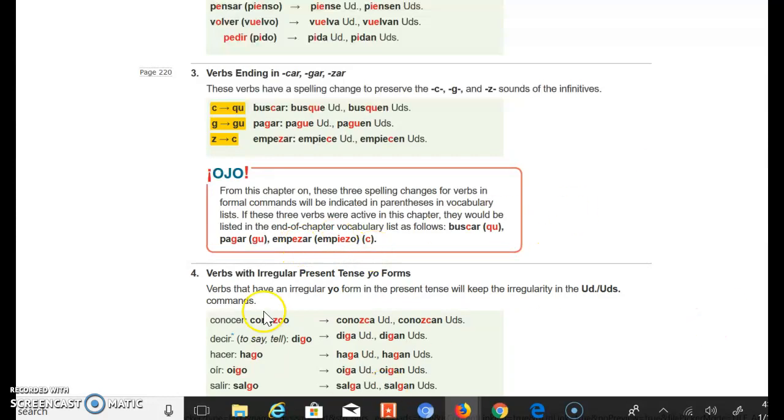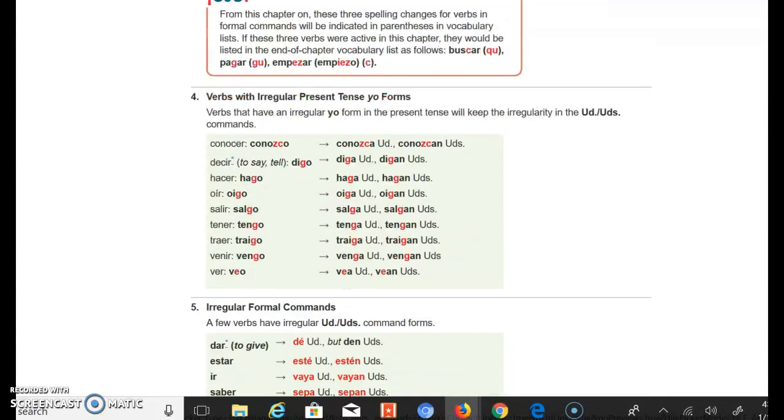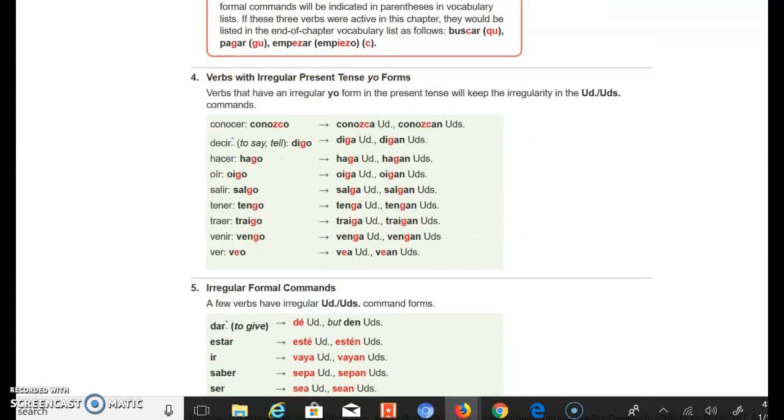The CER verbs change to ZCO, like conozco. So these all are verbs that have irregular yo forms, that they have the GO form, which goes to GA in the usted subjunctive and command. Diga usted, tell me. Digan ustedes, you all tell me. Haga usted, do it, talking to you formally. Hagan ustedes, you all do this, or you, plural, do this.